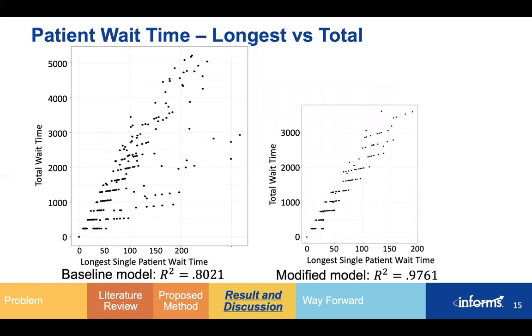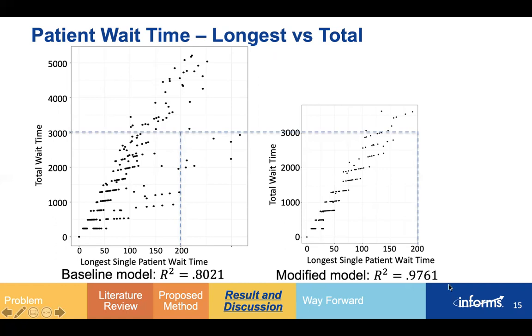Then we look at the patient wait time. The horizontal axis shows the longest single patient wait time. Here is 200 minutes for the baseline model. And here is the 200 minutes for the modified model. And the vertical axis represents the total wait time, also in minutes. And here is the line of 3,000 minutes. So we also reduce the total wait time by modifying the model. In addition, we also increase the correlation between the longest single patient wait time and the total wait time. The R-square is improved here.